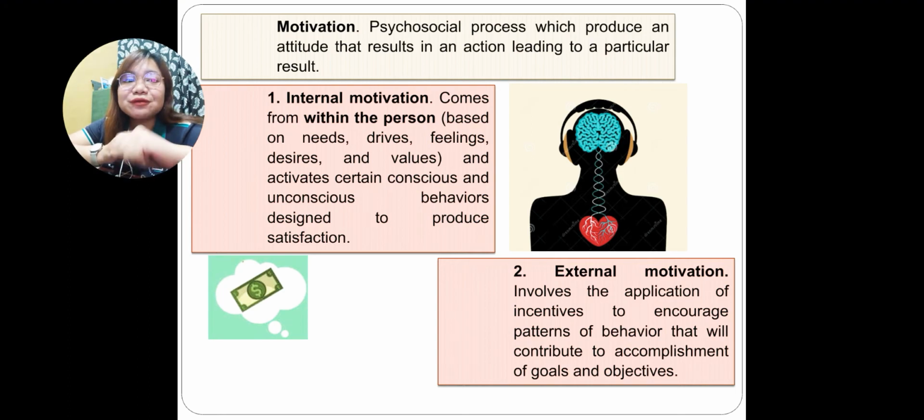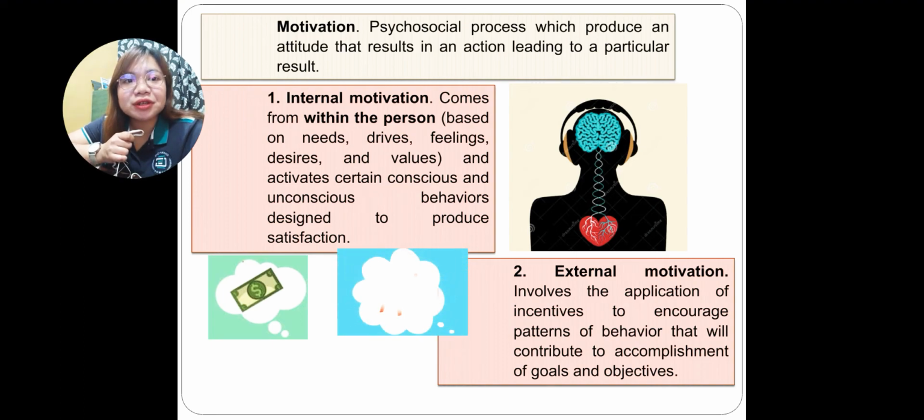External motivation involves the application of incentives to encourage patterns of behavior that will contribute to accomplishment of tasks. Now, application of incentives. So that incentive here is from outside. Okay? External. It can be money, you are given money, you are paid to do my assignment. Okay? The motivation is money.